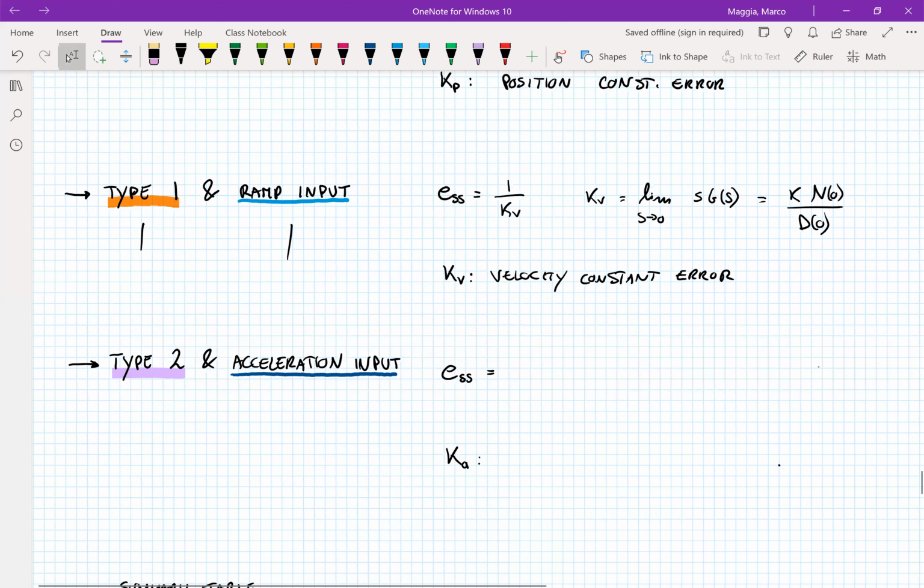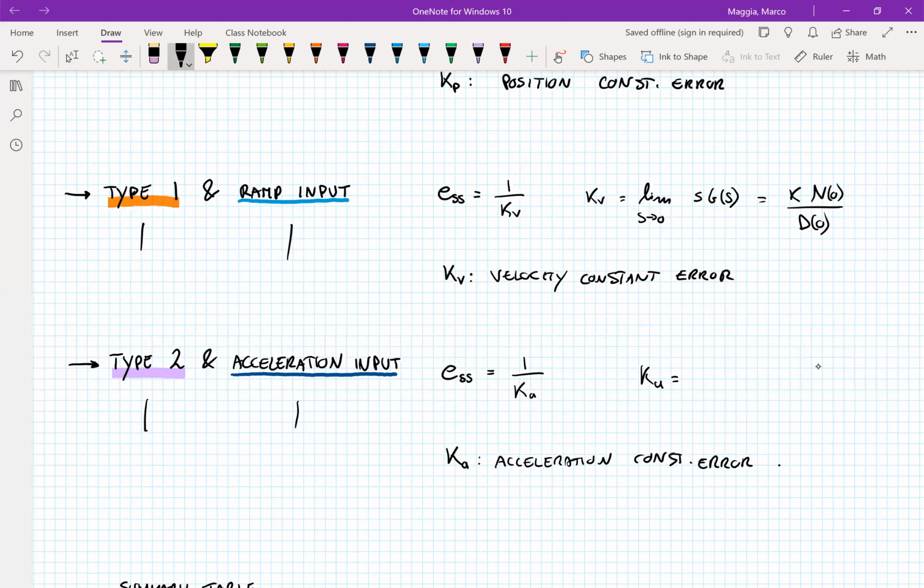Finally, the other couple is type 2 and acceleration input. And in this case, the steady state error is equal to 1 over Ka. And of course, now it's just logical, then Ka is known as the acceleration constant error.